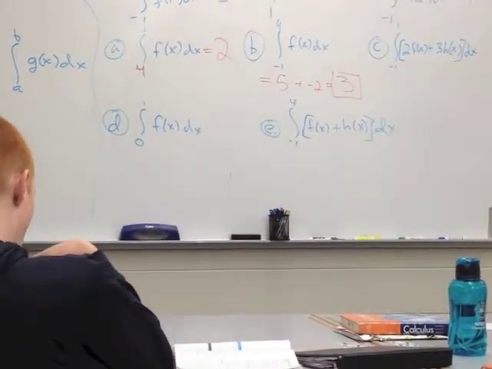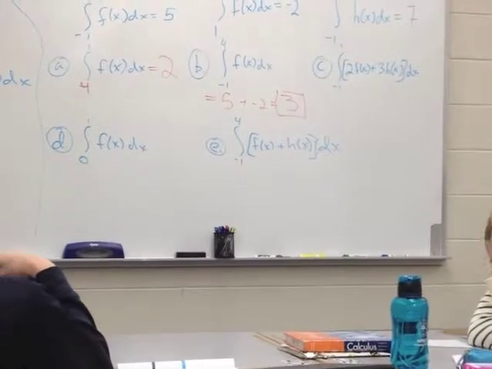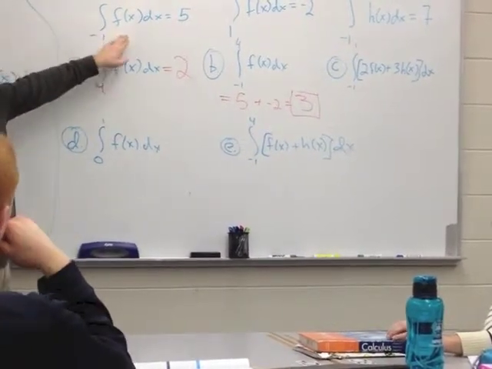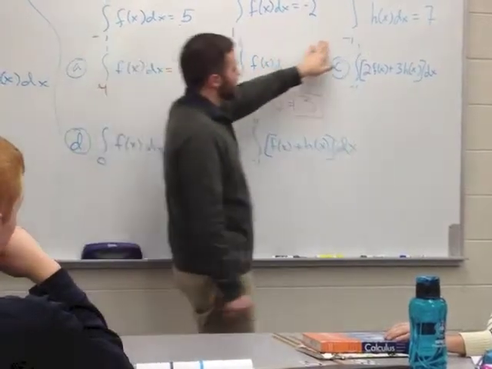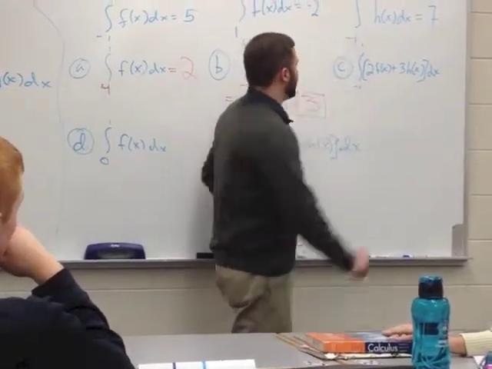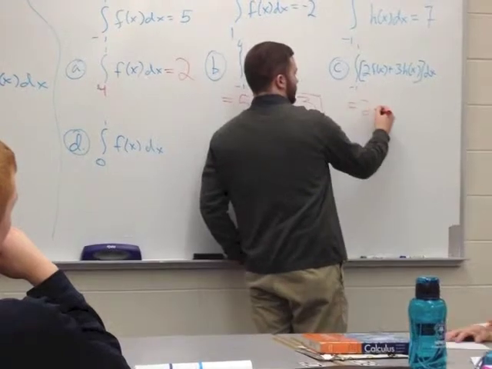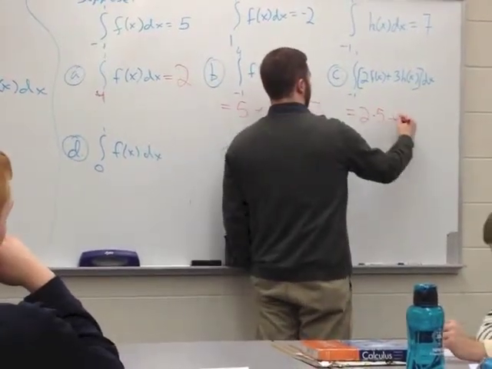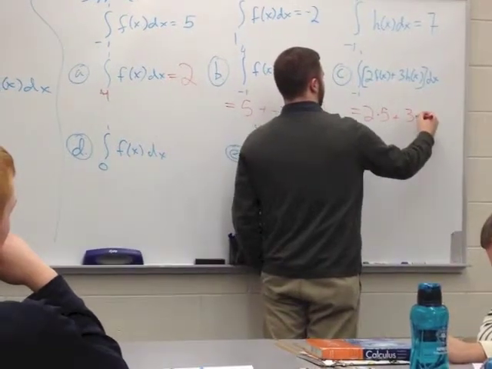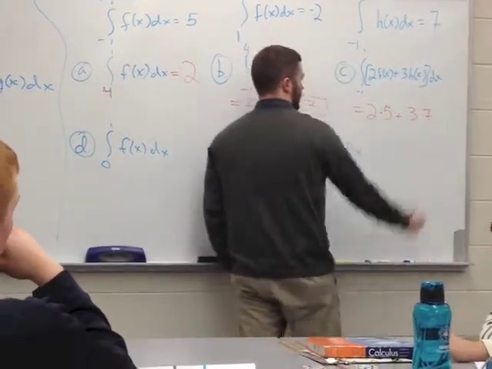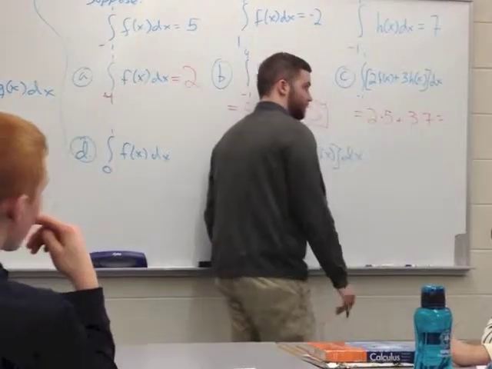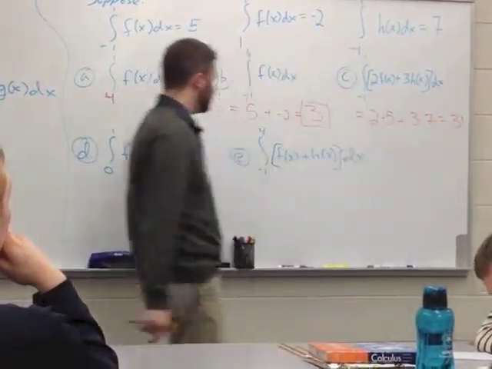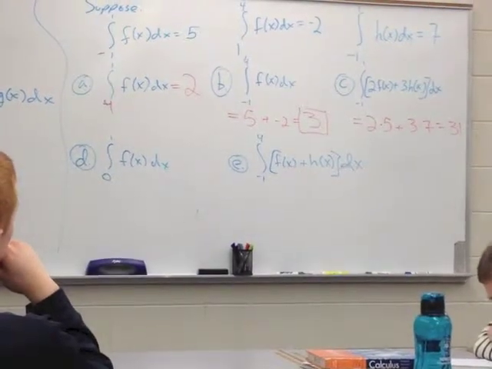This one looks like a mess. From -1 to 1 of 2 times f of x plus 3 times h of x. Well, I know from -1 to 1 of f of x is 5. From -1 to 1 of h of x is 7. All right, so I think this equals 2 times 5 plus 3 times 7. And then, so what do you get? 31. Good.